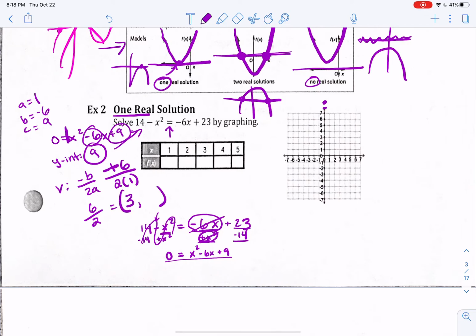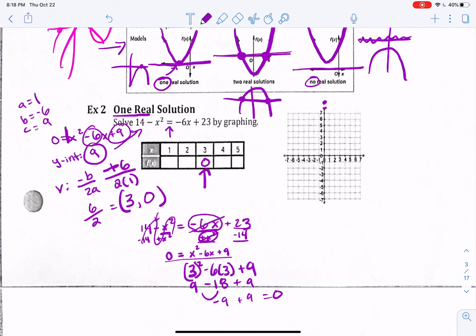3 comma something, okay? Notice they did that again in the table here. They put the vertex as the middle number, which is what I want to have happen. Okay, 3, and then if I plug 3 into this equation, I'm going to do it down here. 3 squared minus 6 times 3 plus 9. All right, 3 squared is 9. 6 times 3 is 18 plus 9. I've got 9 minus 18. That's negative 9 plus 9 is 0. Okay, so 3 comma 0. I'm going to put that right there.